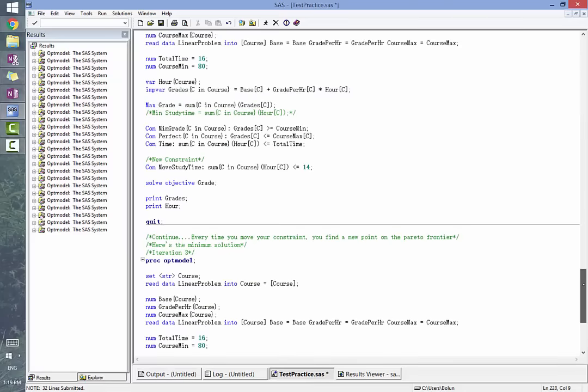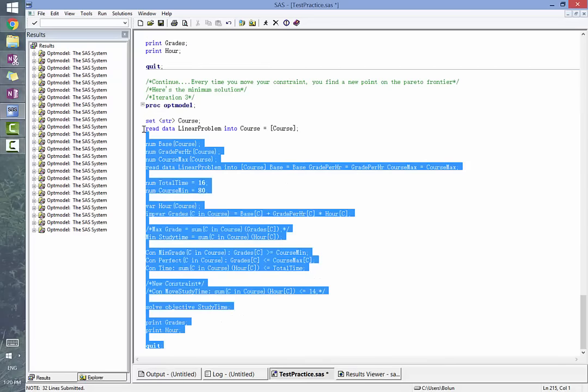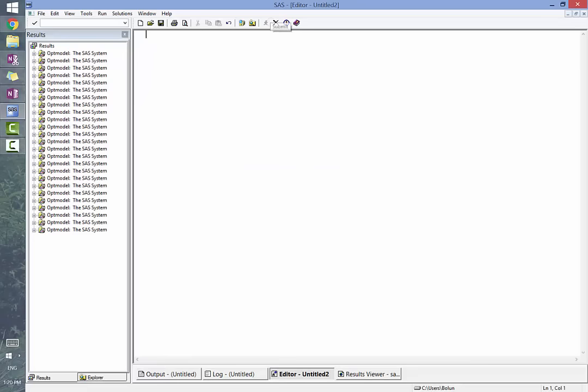So make sure when you do this, you're going to have to change the objectives. If you look above, the objective was grade, the objective here is study time, but small differences. What did I just do? I just canceled all my code. Not really nice.